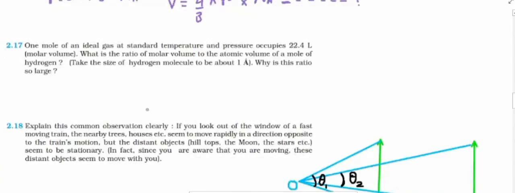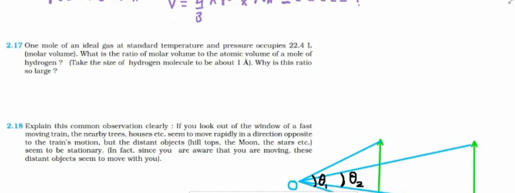Then question 17. 1 mole of an ideal gas at standard temperature and pressure occupies 22.4 liter, which we call the molar volume. What is the ratio of molar volume to the atomic volume of a mole of hydrogen? Again, the size of hydrogen molecule, remember, this is hydrogen molecule. The size of hydrogen molecule is 1 angstrom. Why is this ratio so large?